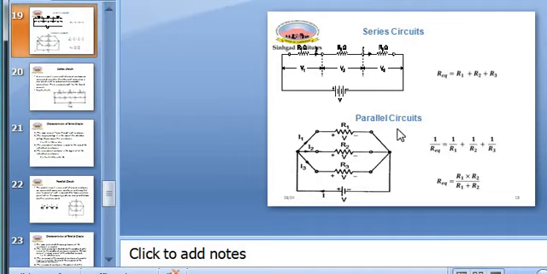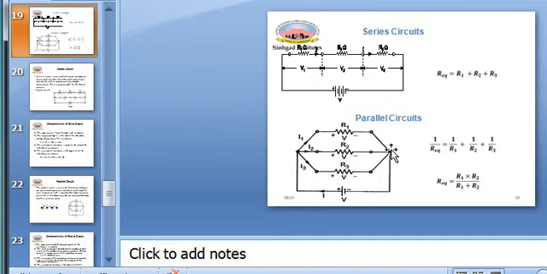What is parallel circuit? In parallel circuit, the devices will be connected in parallel. Here, three resistances R1, R2, R3 are connected in parallel. Parallel combination means what? There are two terminals of each resistance, first terminal, second terminal. When all the one side terminals are connected to one common point, and all the other terminals are connected to one common point, such connection is called a parallel circuit.